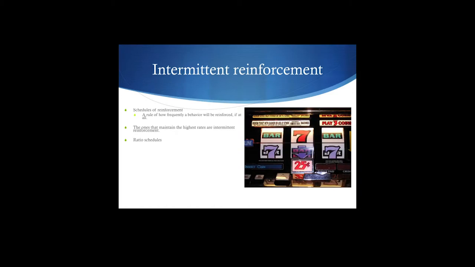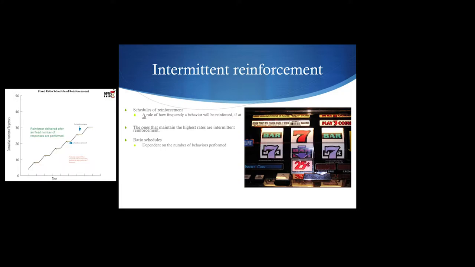Anyway, the ratio schedules. Ratio schedules are really straightforward. We've got two different types of ratio schedules. Number one, you have a fixed ratio schedule. Fixed ratio is dependent on the number of responses being performed. If you had a fixed ratio 4, for example, you would have to make 4 responses before you received a reinforcer for those responses. And then you do 4 more and get a reinforcer, and 4 more and get a reinforcer.